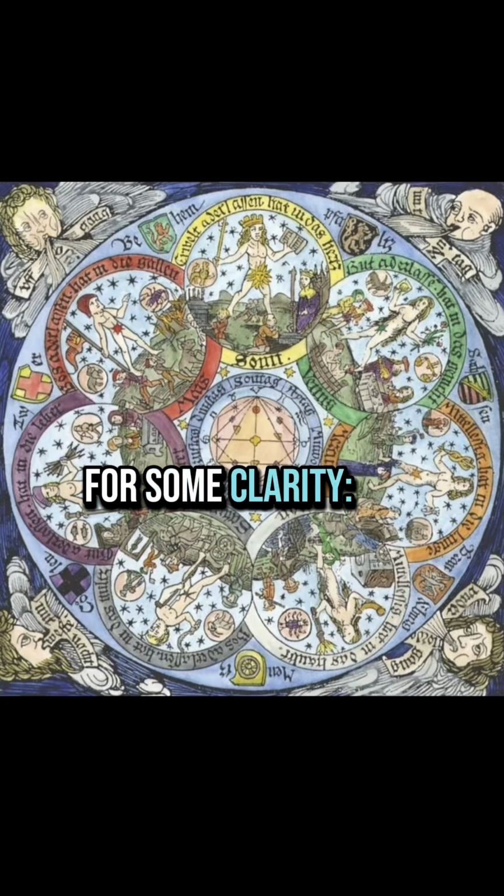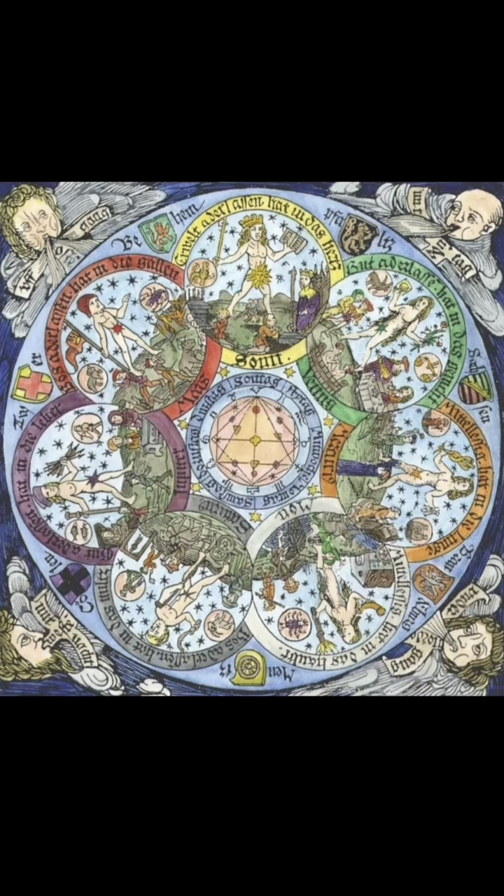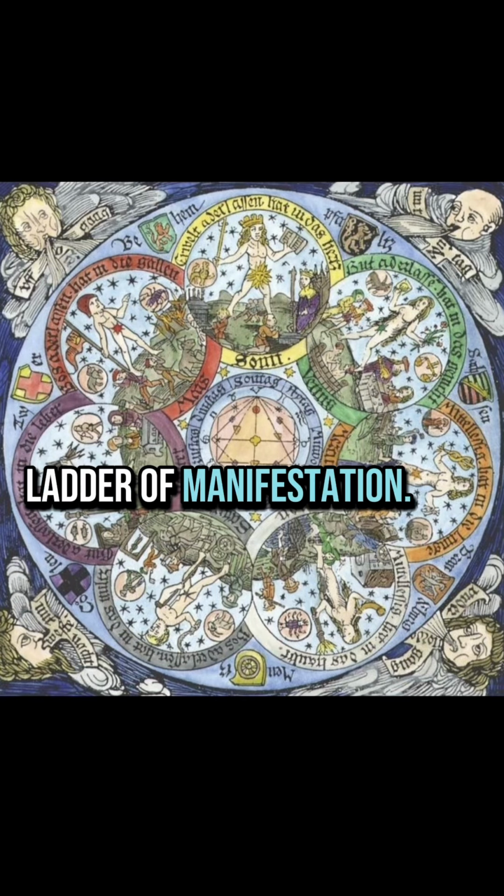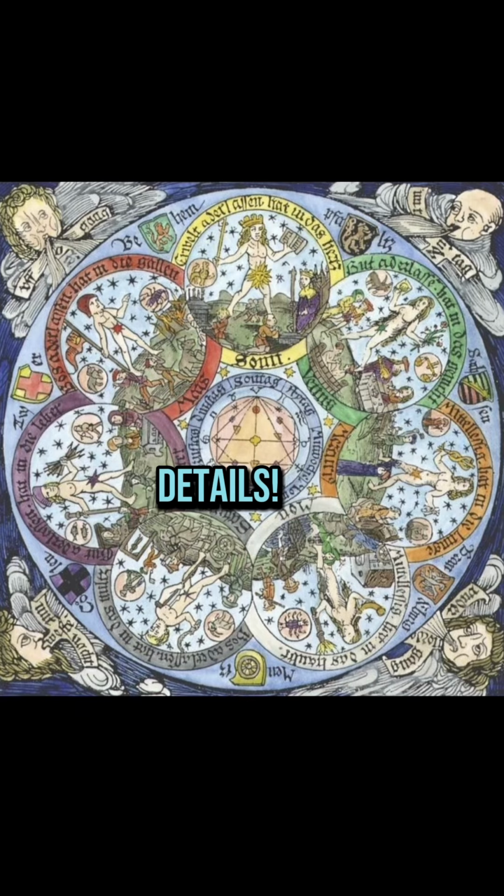Okay, so just for some clarity, on the cosmic stage, we have the planets, which are the archetypal forces, or like actors. We have the elements, which are the form that the actors will take, their qualities and virtues, in the physical manifestation of existence. And then we have the modalities, which will explain the function, or the way the planetary archetypal actors will operate and take action. Together, these things form the ladder of manifestation. So now let's break it all down into the details.